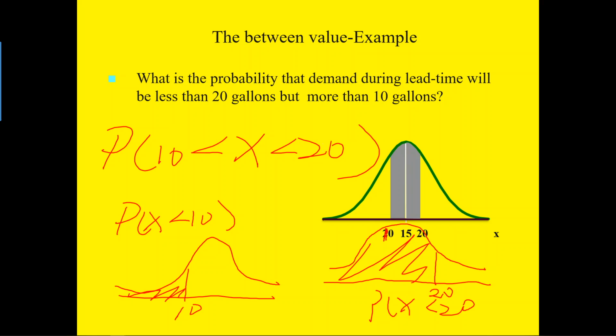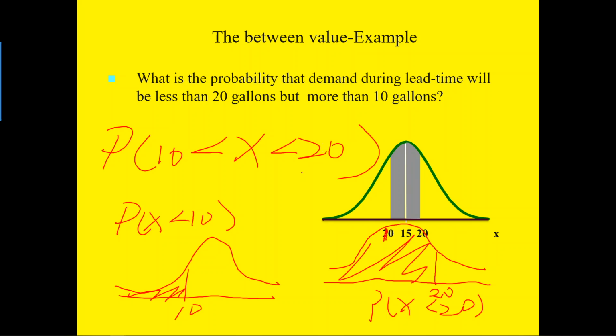Think a little bit. Yes, you're right. If you use the probability x smaller than 20 minus the probability smaller than 10, then you actually get this gray area. So that's what we're going to do. We're going to use the probability x smaller than the upper limit minus the probability smaller than the lower limit, and then we will be able to get the probability x between these two limits.